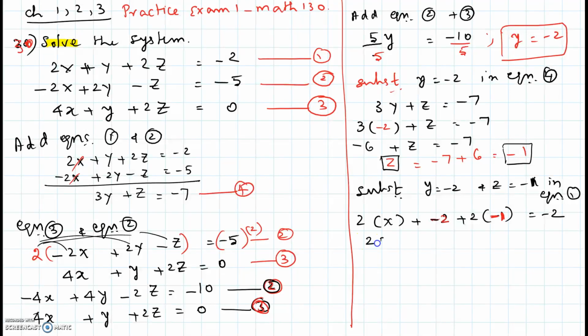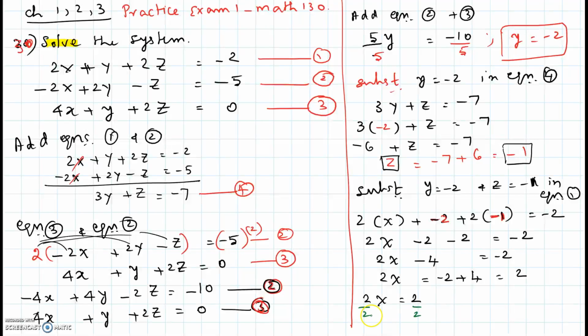So it is 2x minus 2 minus 2, or 2x minus 4, equal to negative 2. If you move the negative 4 to the other side, it becomes positive 4. Negative 2 plus positive 4 equals positive 2. So you get 2x equal to 2. Divide both sides by 2, and that will give us x equals 1.